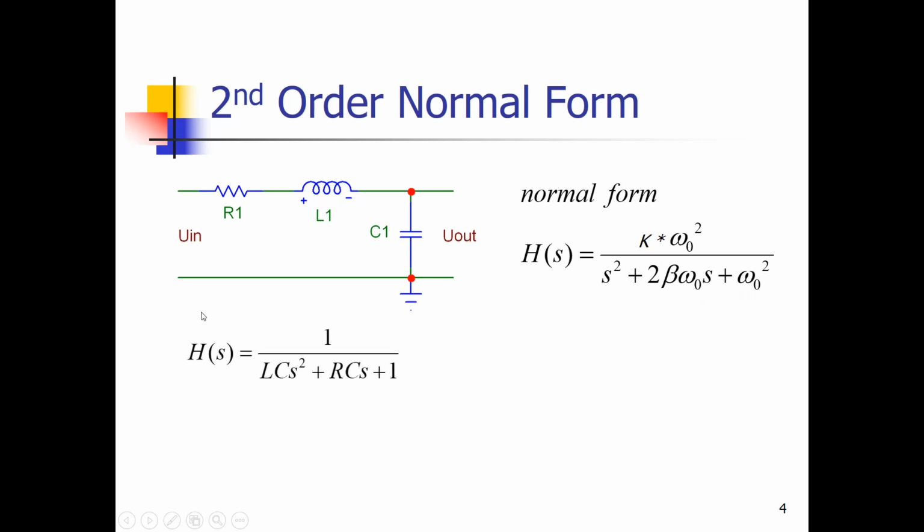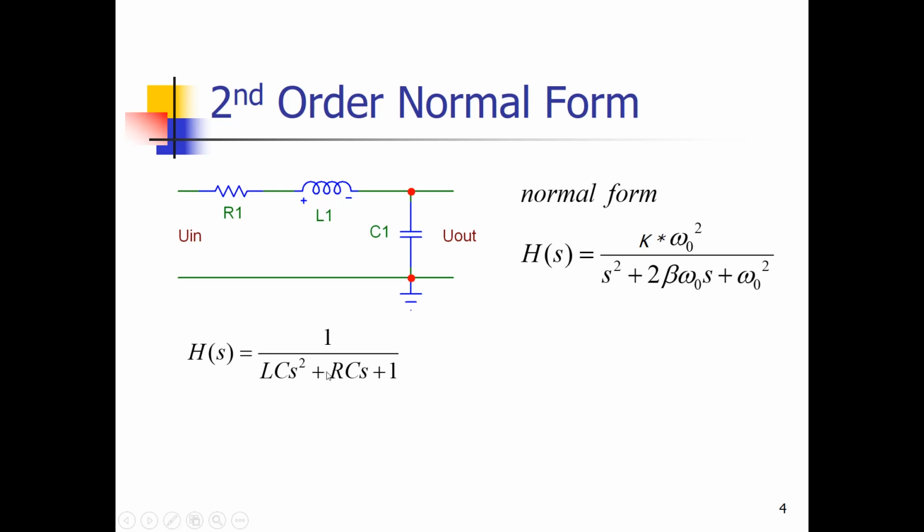Well, this was my transfer function. I discussed it a minute ago. It was equal to 1 over LC s squared plus RC times s plus 1. So now let's compare that to the normal form. What we see here in the denominator is that the gain in front of the s squared in the normal form is 1. There's nothing in front of this s squared. In my expression from the RLC filter, there is a gain over here which is equal to L times C.